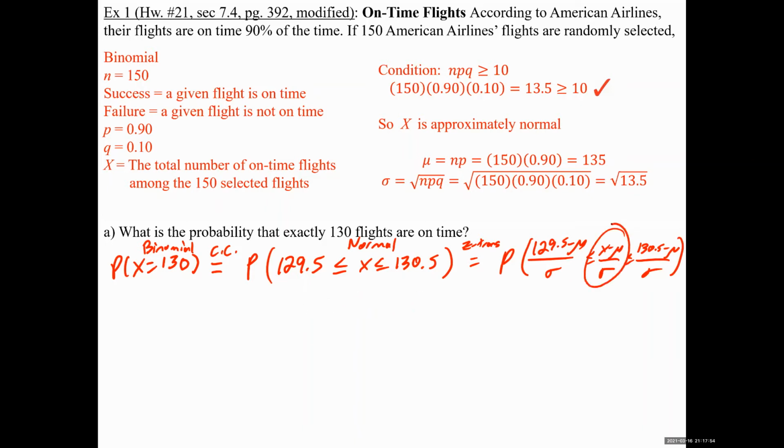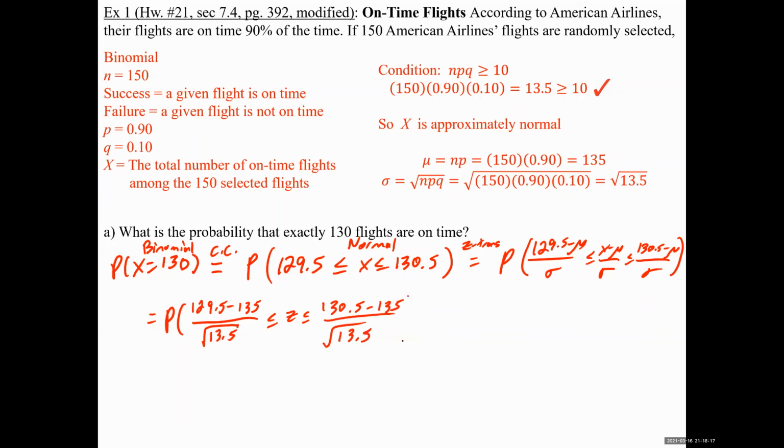Again, the middle term, the one that has the x in it, will become z. And for the other ones, I will plug in the numbers for mu and sigma. This is (129.5 − 135)/√13.5. This one is z. This one is (130.5 − 135)/√13.5. Now remember, inside the parentheses of a z problem, you have to round to two numbers after the decimal. So let me go ahead and get this on the calculator.